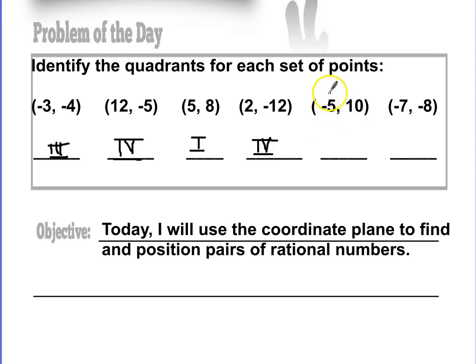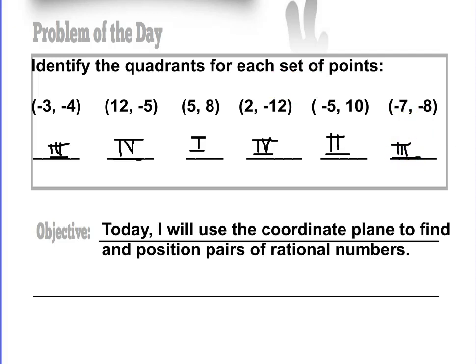And now I have -5 for x and 10 for y. Well, I don't have another one here that has that. But I know if my x is negative, I'm to the left of 0 on the horizontal number line, and my y is going to be above 0. So that has to be quadrant 2. And my last one, when I have x is -7, y is -8. Well, I'm looking at the fact I've got 2 negatives, and that's what I had here. So this is going to be quadrant 3.